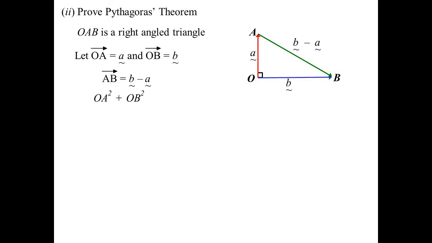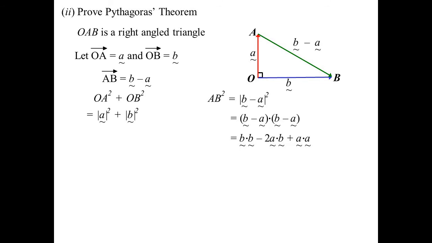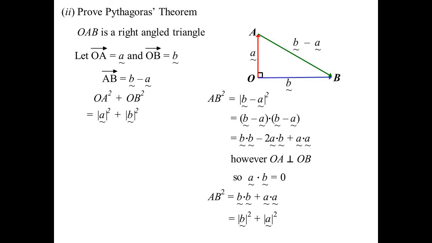Let's have a look. OA squared plus OB squared would be the magnitude of A squared plus the magnitude of B squared. AB squared will be the magnitude of B minus A, squared. That would be the dot product of B minus A dot B minus A. If I expand that out, I get B dot B minus 2A dot B plus A dot A. I can get rid of the A dot B, because we know that A dot B is going to equal 0. B dot B is the magnitude of B squared, and A dot A is the magnitude of A squared. So yes, it does equal OA squared plus OB squared, thus proving Pythagoras' theorem.